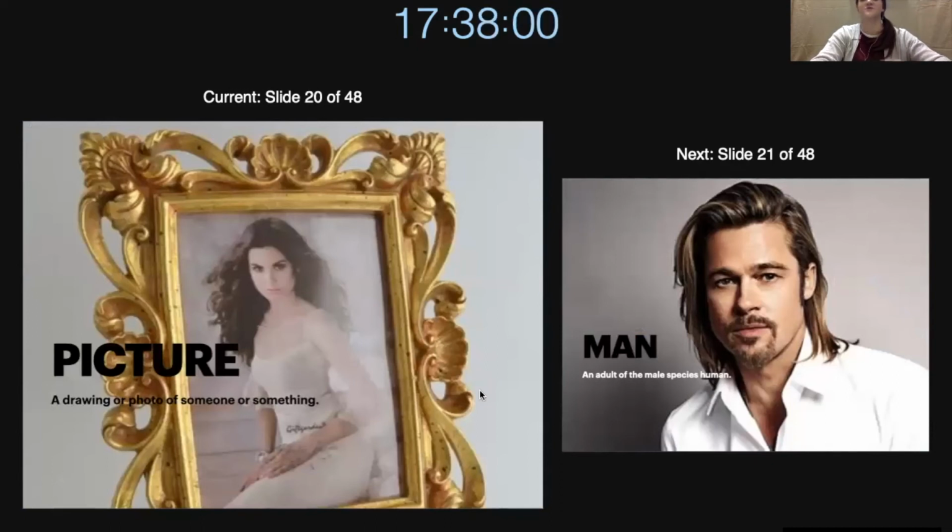Then we have picture. Picture refers to a drawing or a picture of something or someone. So this is a pencil, but it is not a drawing. It is used to make a drawing. So if I would like to make a drawing, I can use a piece of paper and, for example, just draw something on the piece of paper. That would be a drawing.